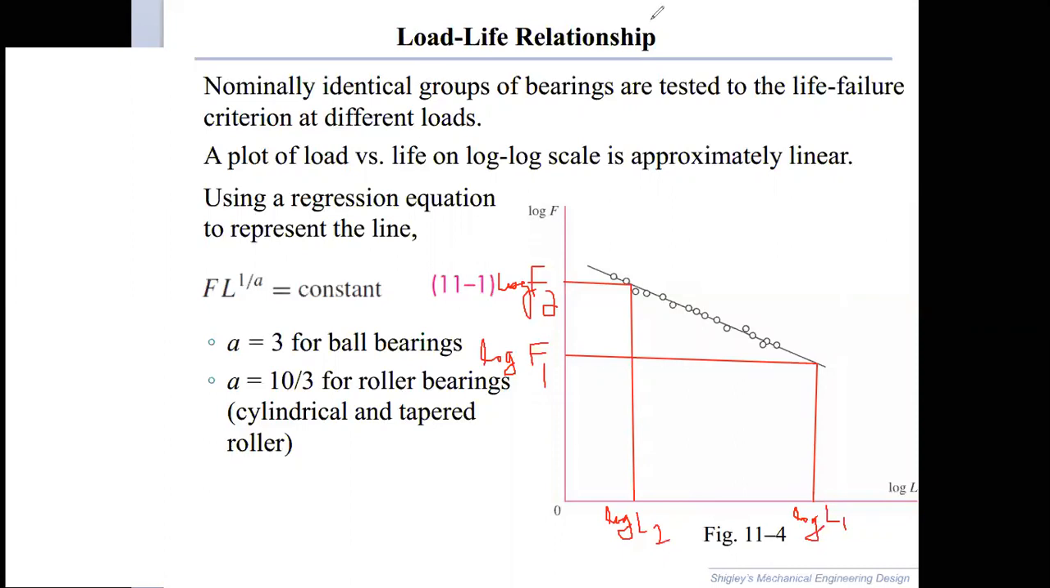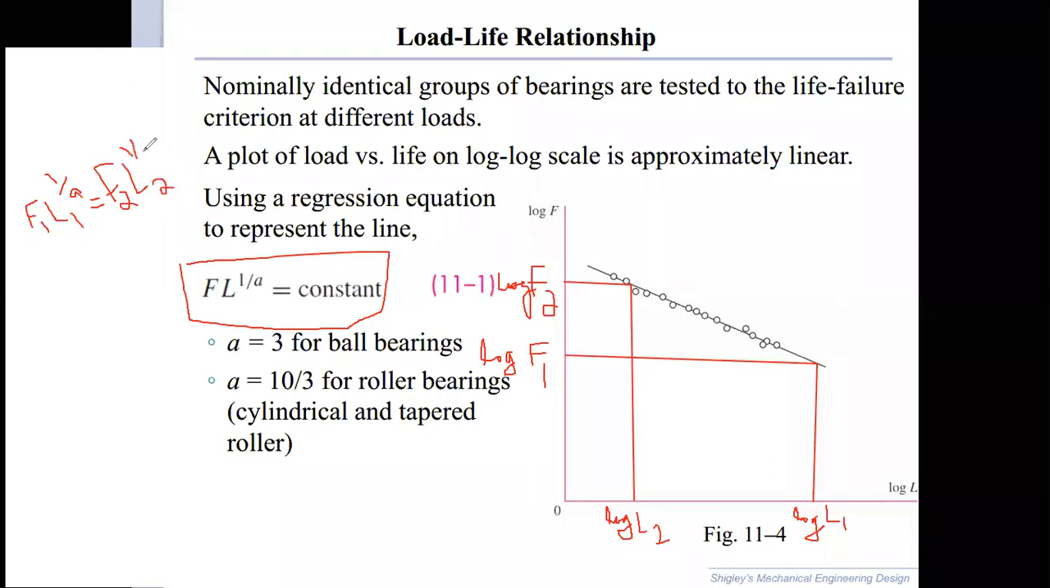Yes, sir. So can I say, since we have this equation and this is the equation of a straight line, can I say ke mere paas yahan pe I can write ke F1 L1 to the power 1 over A is equal to F2 L2 to the power 1 over A, ठीक है, ऐसे लिख सकता हूं, is equal to constant, ठीक है जी, या F1 L1 to the power 1 over A is equal to F2 L2 to the power 1 over A, ठीक है जी, तो ये equation मेरे पास बन जाएगा.